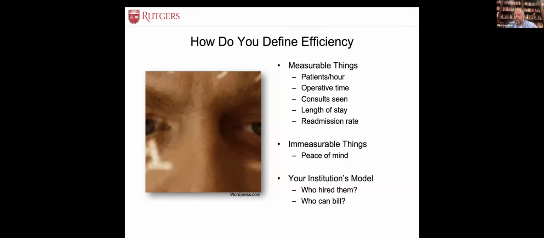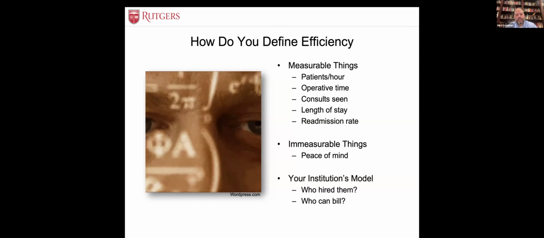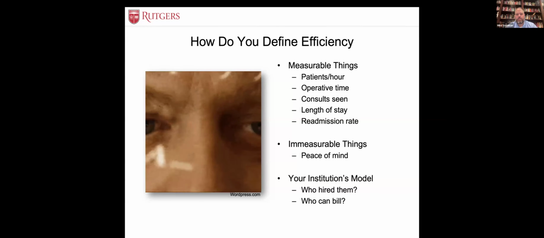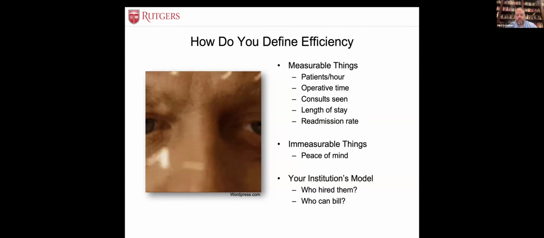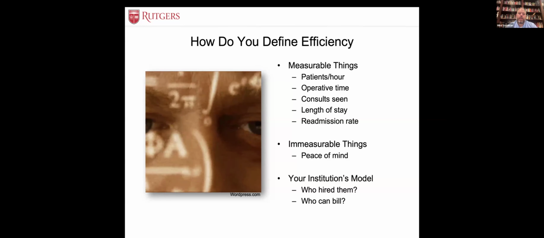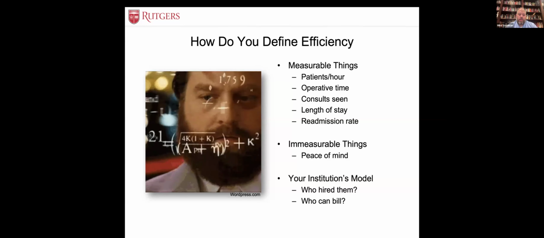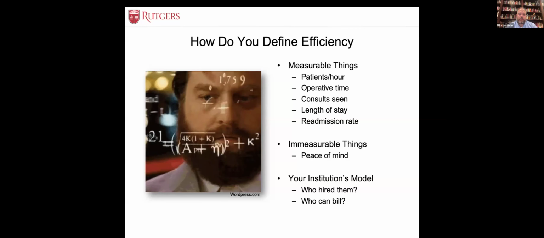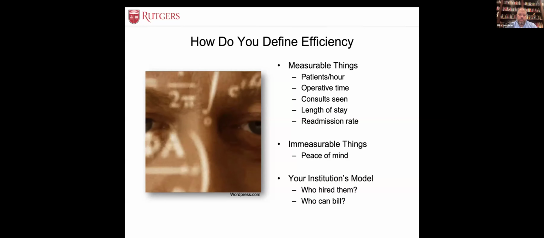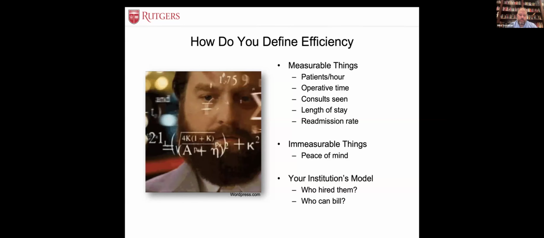There's also, as Reed said earlier, immeasurable things like peace of mind, right? Your ability to go home and decompress, your ability to be with your family, your ability to read to your kids at night are all very, very important things. And these things do not all have to be adversarial to one another, and you got to figure out how to make that balance work. But I would argue that peace of mind is definitely an important thing.